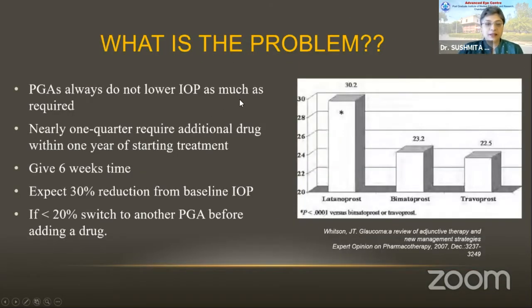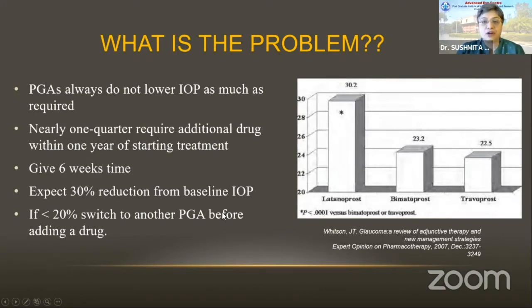What is the problem there? The problem is that prostaglandin analogs don't always lower the pressure as much as you would like, and nearly 1/4 require an additional drug within 1 year of starting treatment. So that's the problem. You need to give 6 weeks time to all PGAs and expect a 30% reduction from baseline. But if it's less than 20% for a PGA, we need to switch within the class. So that's the first upscaling.